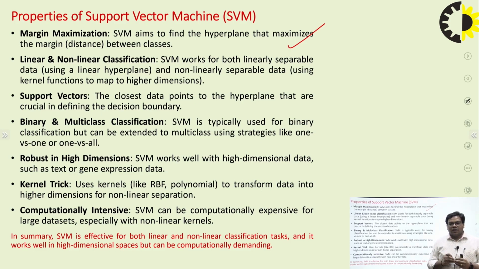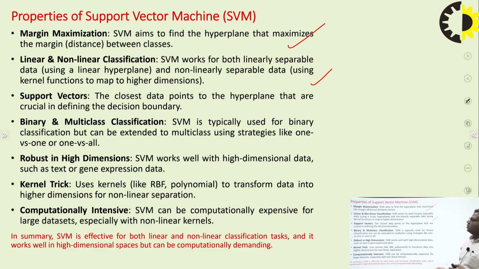Means if we need to find a hyperplane, there could be multiple hyperplanes between the two classes, but which one must be chosen? We must choose the hyperplane which has the maximum margin between the two classes. So we must choose a hyperplane keeping this in mind. We need to maximize that margin.